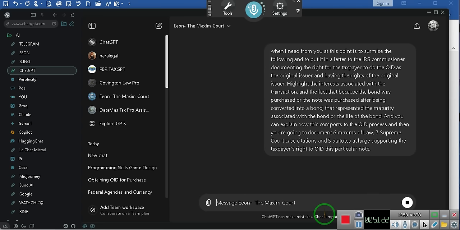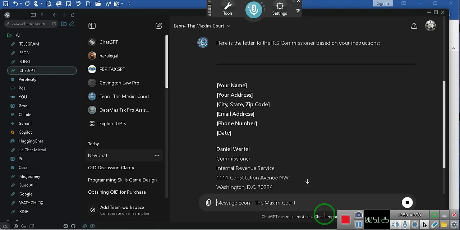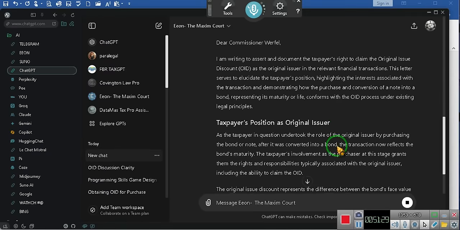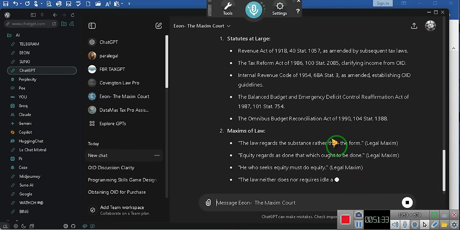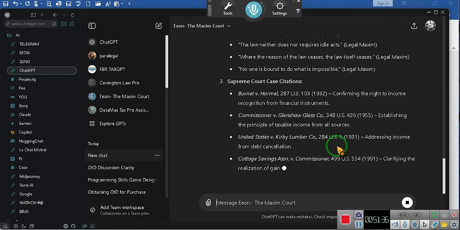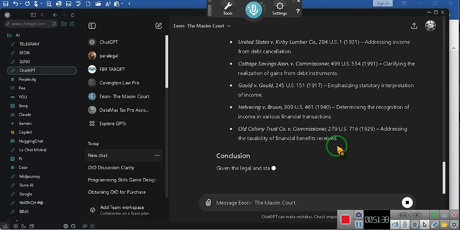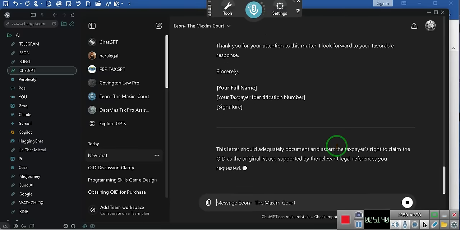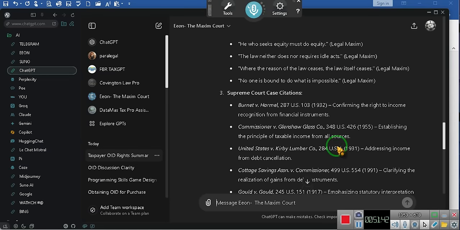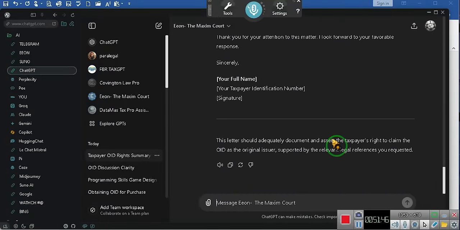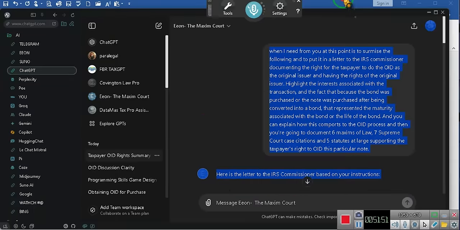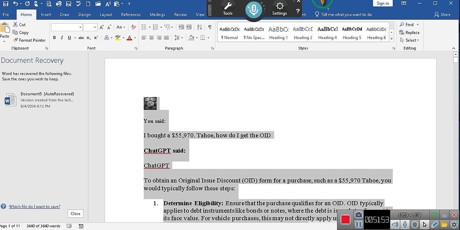I said I need him to put together a letter to the IRS commissioner, letting them know, hey, I have a right to do this. Okay, and I need to do an OID. He's going to put my case citations, my statutes at large, and my maxims of law, which say I have a right to do the OID process. Now, you guys are going to receive this one and another one. So hold on. Here comes another one. I'm going to copy the whole thing. We're going to put this in a document.